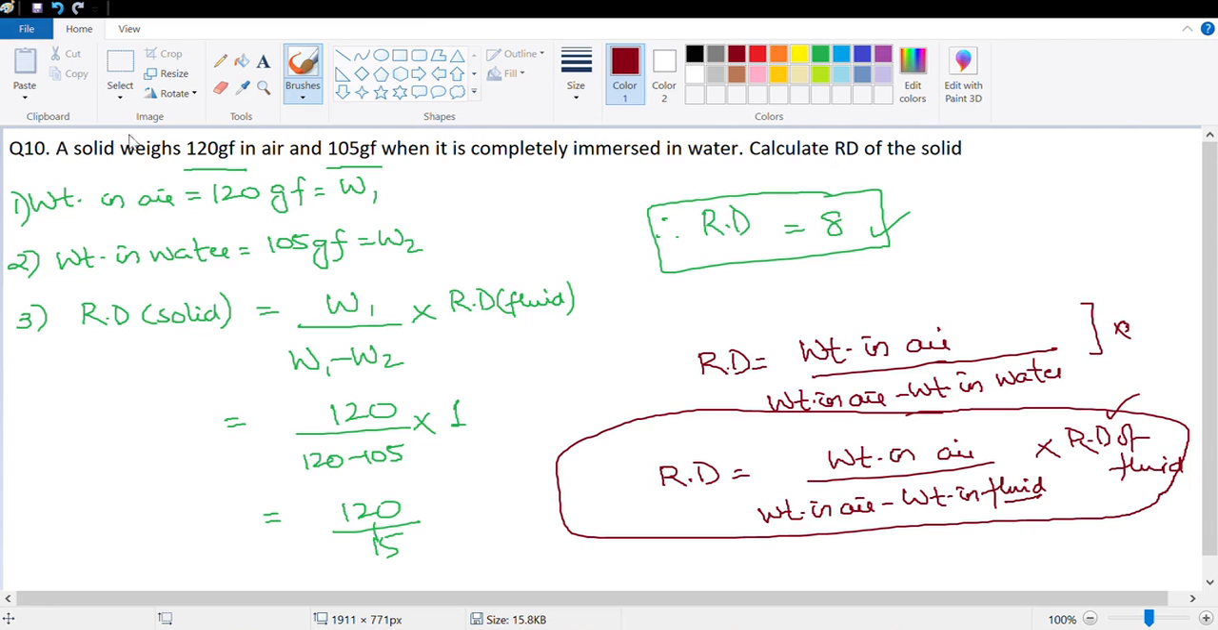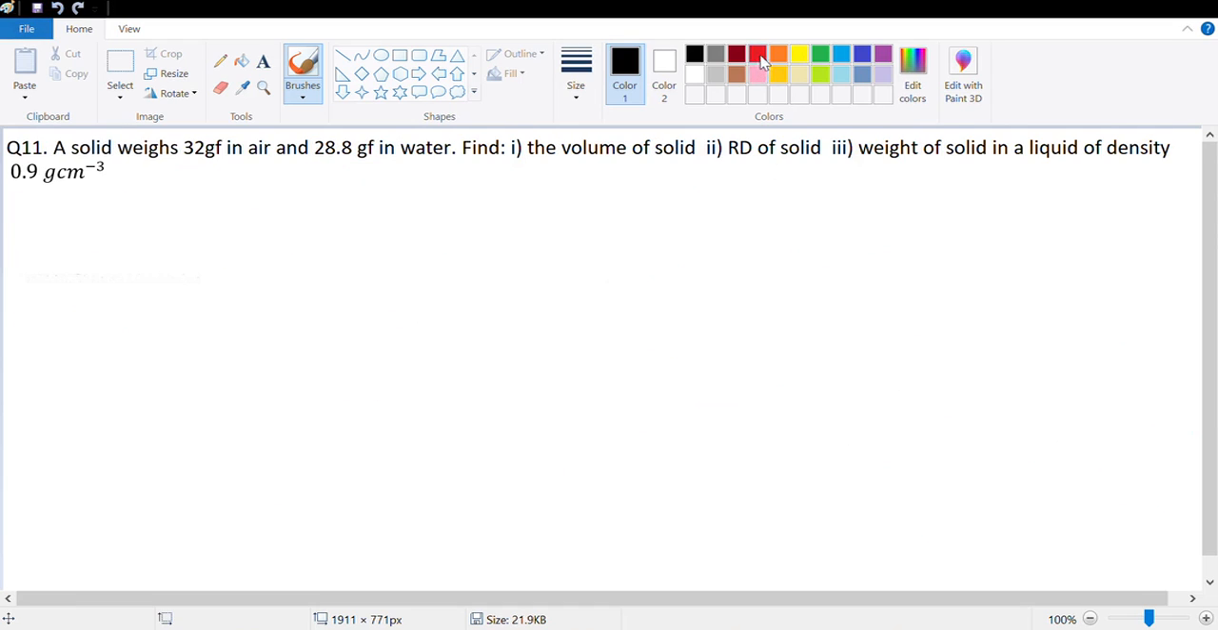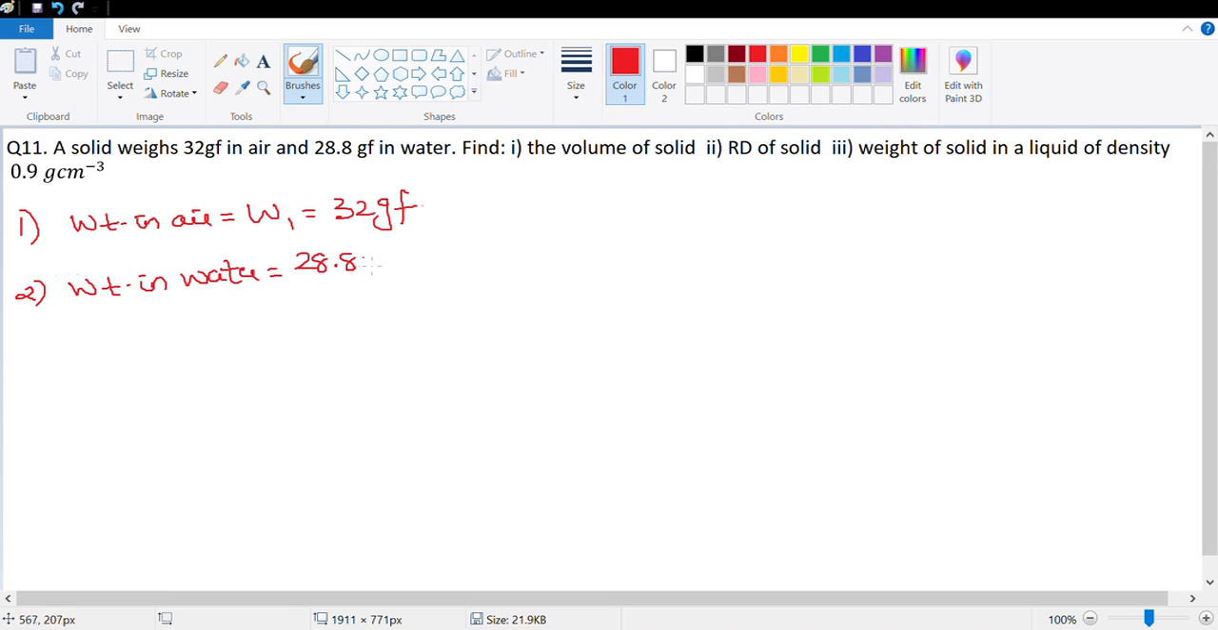Right, let's look at the next question. The next question that we have is question number 11. It says a solid weighs 32 gram force in air and 28.8 gram force in water. So let's write the information. Weight in air is equal to W1 is equal to 32 gram force. Point number 2, weight in water is equal to 28.8 gram force. Let's call it W2. We need to find the volume and we need to find the relative density of the solid.